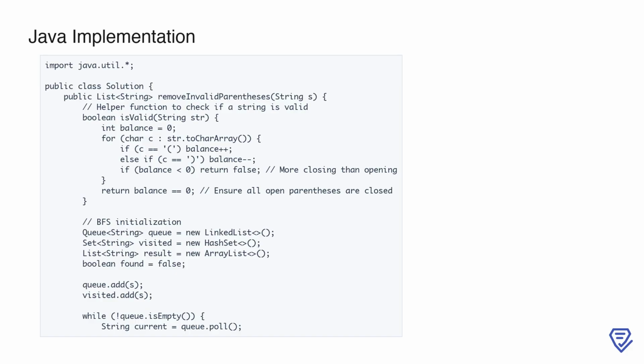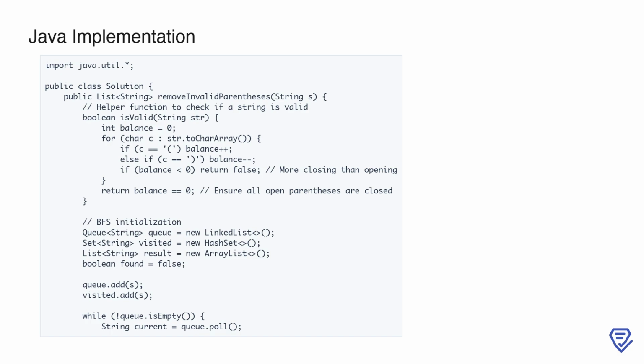Next, we initialize our breadth first search, or BFS. We use a queue to process strings level by level, a set to keep track of visited strings to avoid processing duplicates, and a list to store the valid results. We also introduce a Boolean flag found to indicate when we discover valid strings, so we can stop searching deeper levels unnecessarily. The algorithm begins by adding the input string s to the queue and marking it as visited.